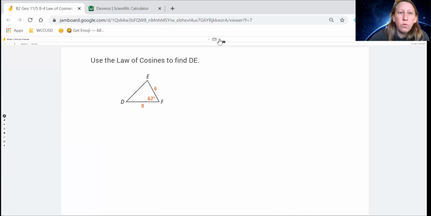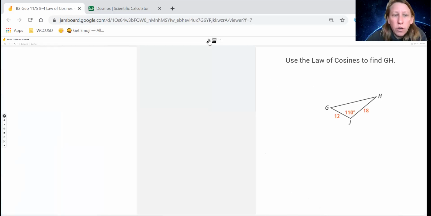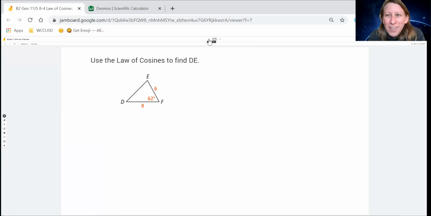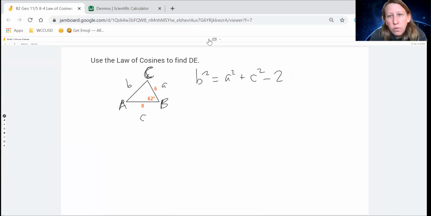All right, last one, I think. No, there's 2 more. I'll do both of them. This is fun for me. Let's call this B. We'll call this A. And we'll call this C. I want to find B. So the formula is B squared, that's what I'm trying to find, is A squared plus C squared minus 2AC times the cosine of B.